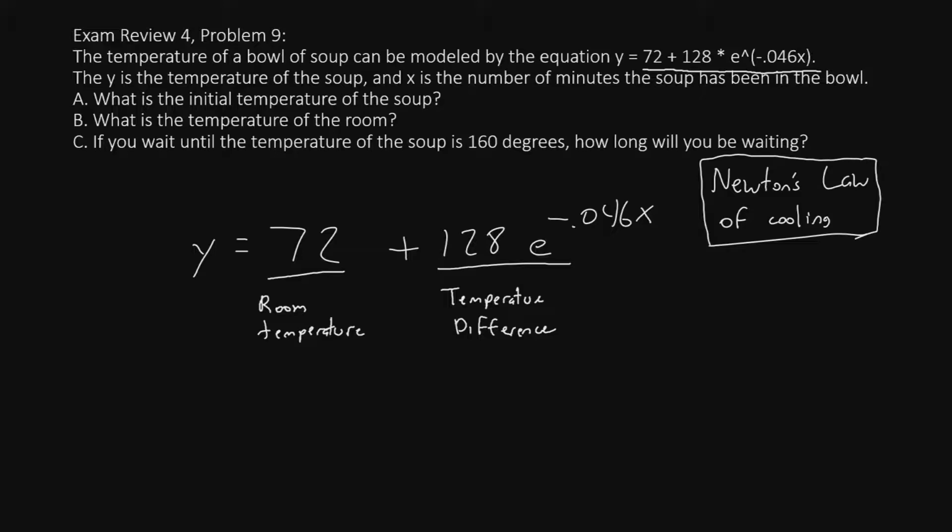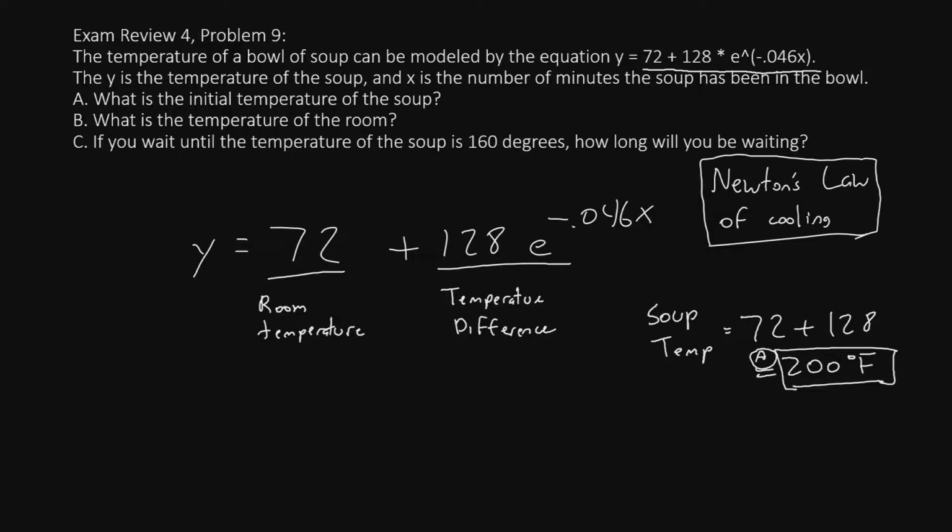So if the room temperature is 72 and the temperature difference is 128, we can say the soup's starting temperature is going to be the 72 of the room plus the 128 that the temperature difference gives us, which is a total of 200 degrees Fahrenheit. That answers part A.